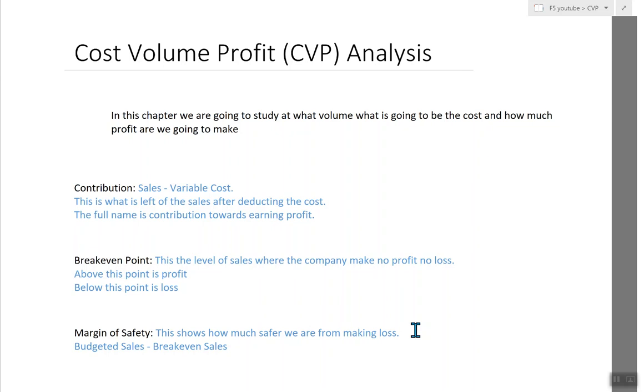And then break-even point. Break-even point is the point in sales where there is no profit, no loss. So this is how many units we need to sell or how much revenue we need to have so that there is no profit or no loss. We will see that in a minute. And then margin of safety is how much safer we are from making a loss, which is the difference between budgeted units and break-even units. Okay, so let's jump directly to the question.